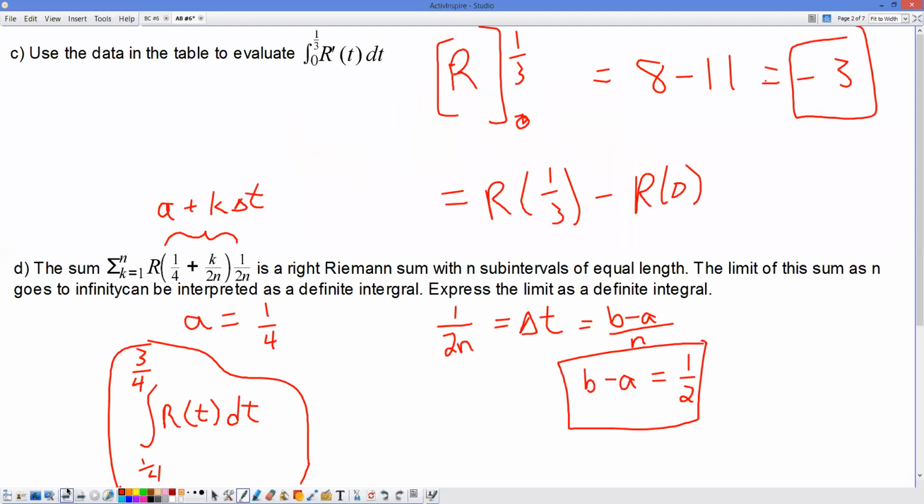Vaishnavi asks, do we have to show all the steps of identifying a, b, and delta t? I mean, the more work you show, the better. I think if you wrote what I wrote on the right here, 1 over 2n equals delta t equals b minus a over n, b minus a equals a half, and then from here you could just say that a equals 1/4. Maybe putting this up here too would be nice, but you need to show at least what I showed. You don't need to show any more than that, but at a minimum, this would be good.